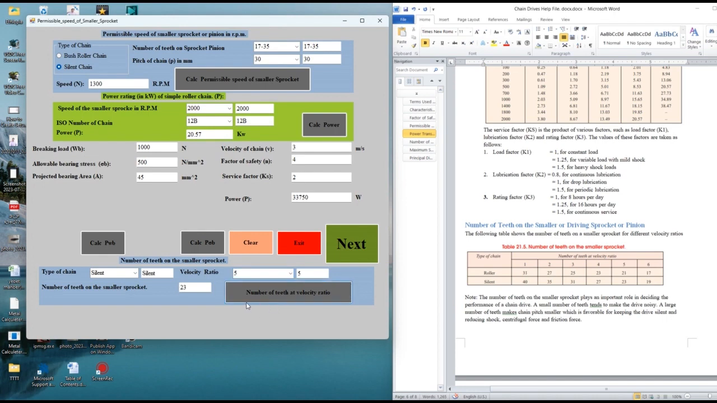Then calculate number of teeth. When we click number of teeth, at a velocity ratio of 5 it becomes 23. Do you see this value? This value means the number of teeth of the smaller sprocket when the type of chain is silent and the velocity ratio is 5.